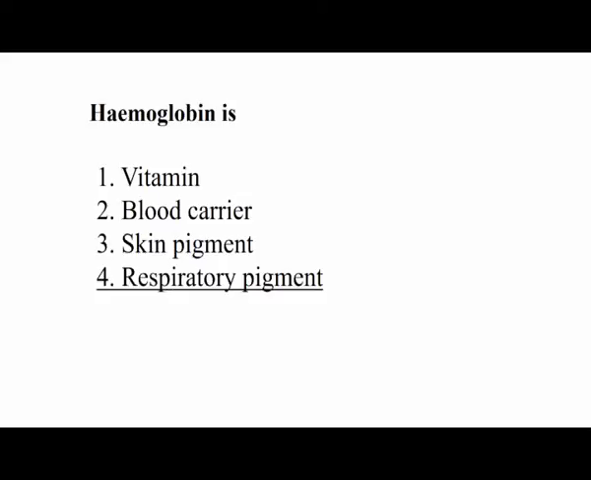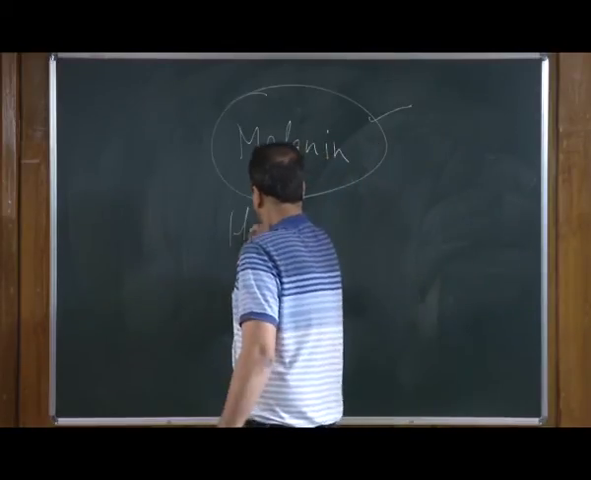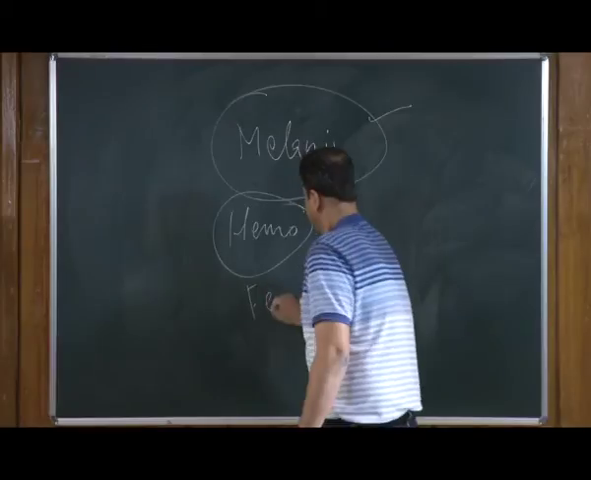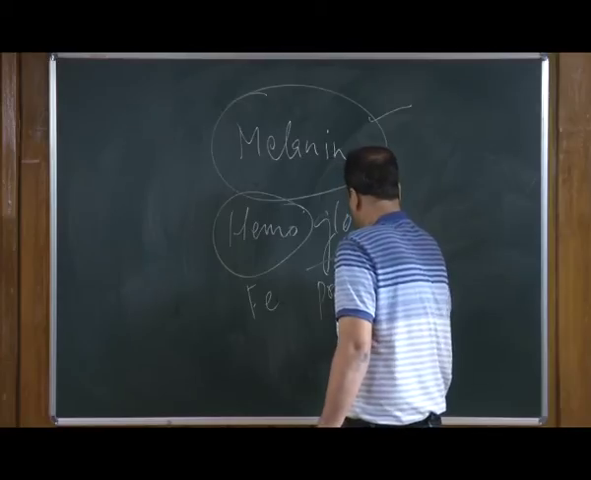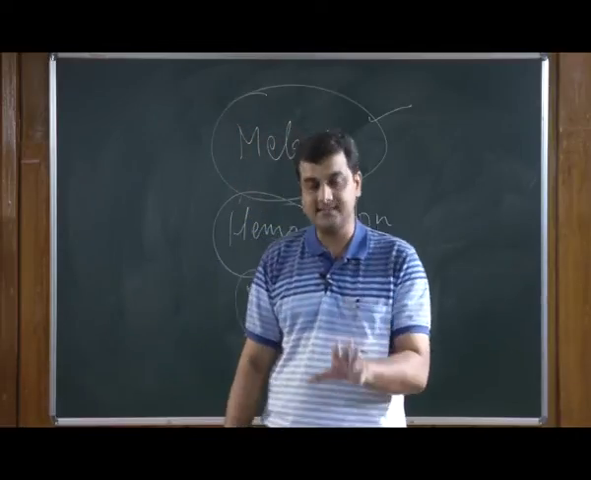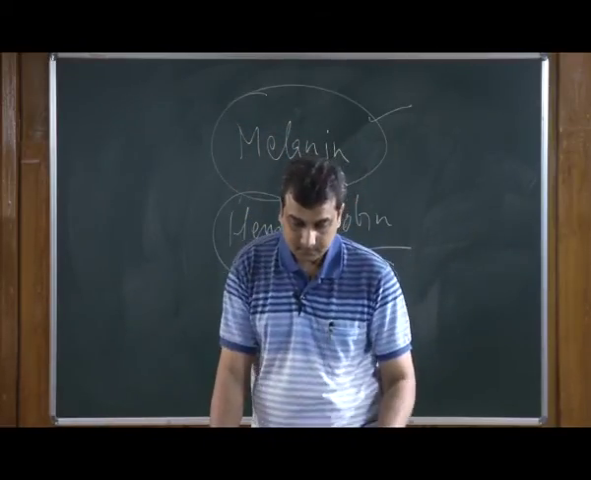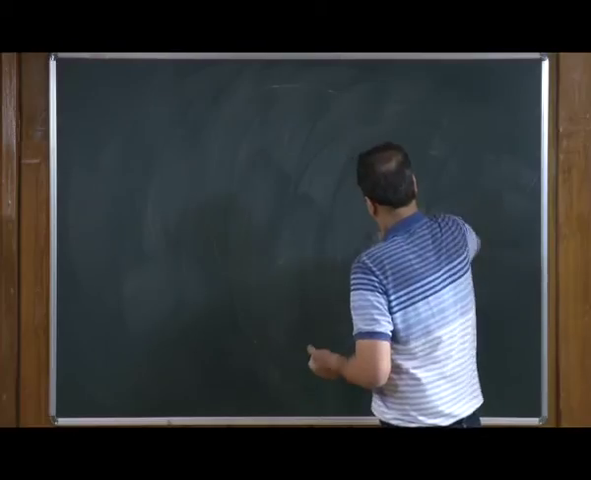So, the right option is respiratory pigment, but in case there is no respiratory pigment option, people can always ask whether it is a vitamin, blood carrier, skin pigment or protein, and the right option is protein, because in hemoglobin, globin stands for protein. Hemo means iron and globin is the protein part. So, the iron-containing protein is what we call hemoglobin, which is present in RBC, red blood cells, carrying oxygen. So, this is what we have discussed now.